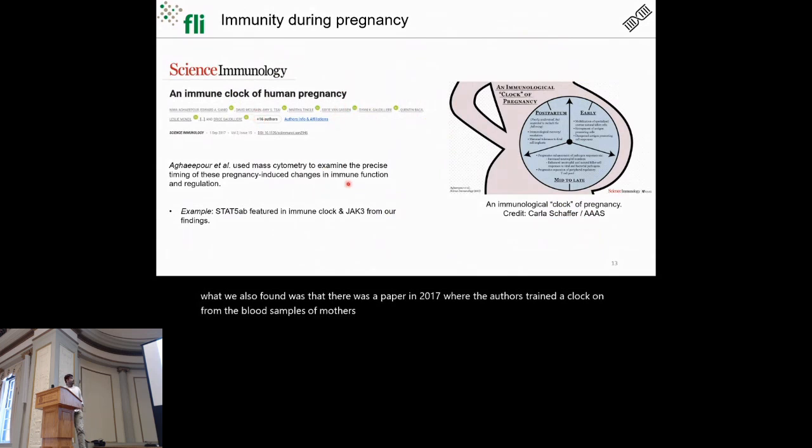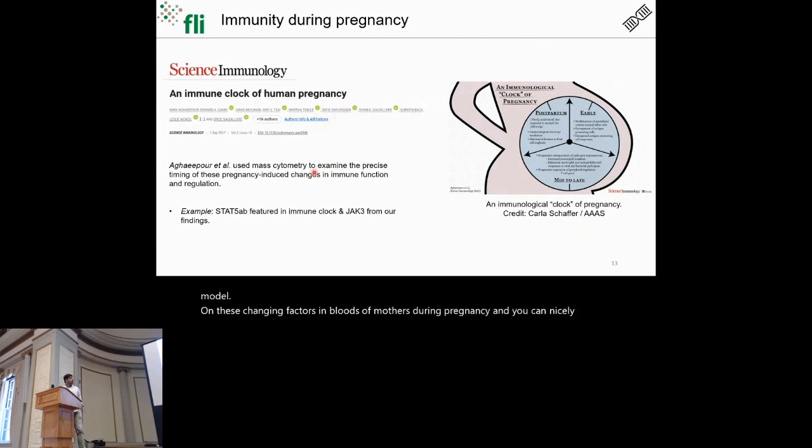And what they found out was that there are a bunch of immune-related processes which are changing, and you can build a model on these changing factors in the blood of mothers during pregnancy, and you can nicely track the gestational age during pregnancy.